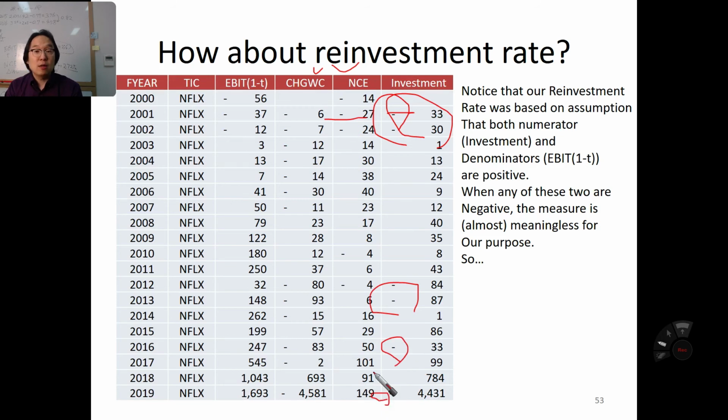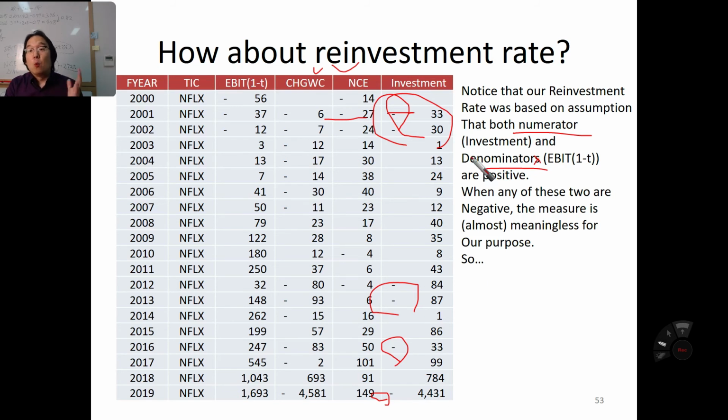What do you mean, negative investment? Which means there may have been some sales of your assets to other companies. Unnecessary assets, sold off to get the cash. That's negative investment. Divestiture. Sometimes it happened. Okay, in this history. Notice that our reinvestment rate was based on the assumption that both numerator and denominator are positive, right? Positive.